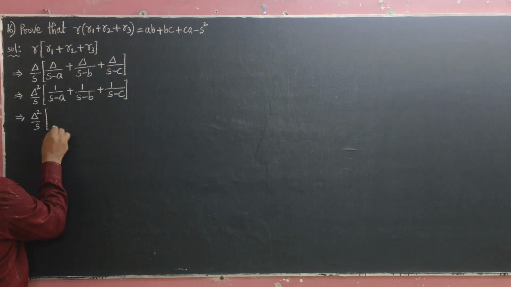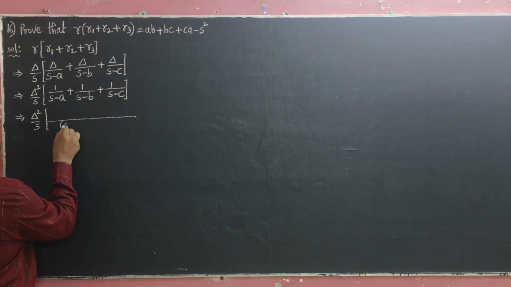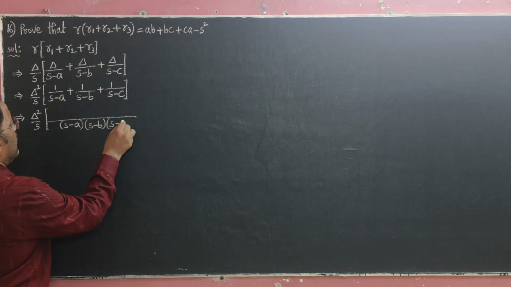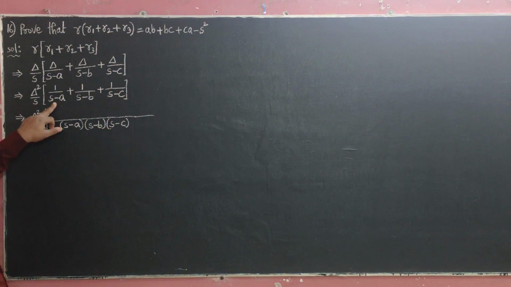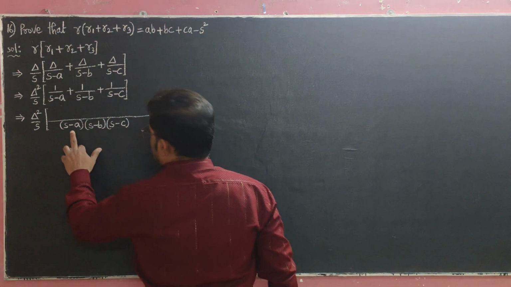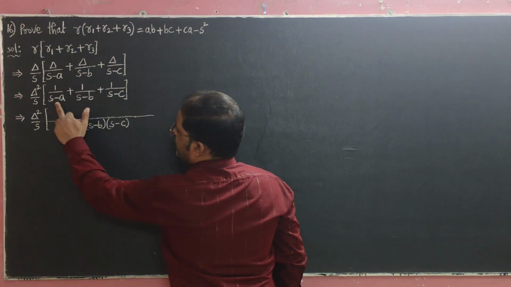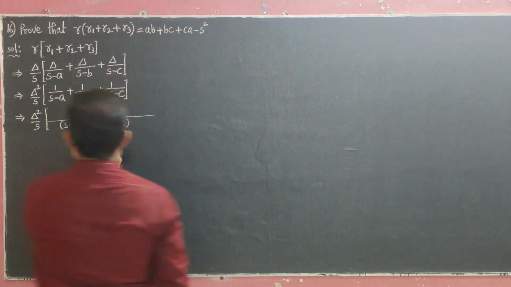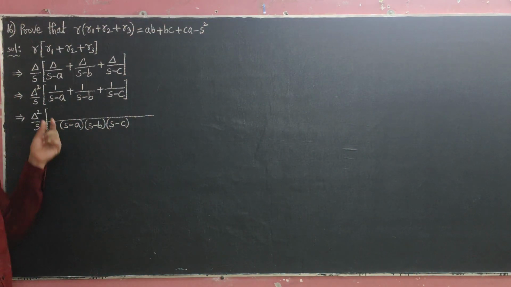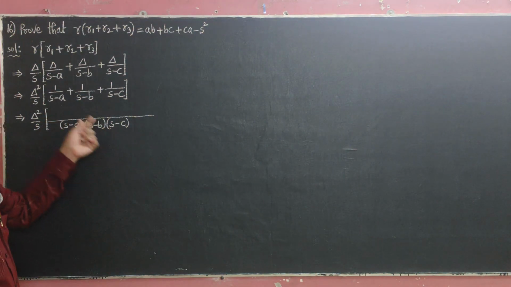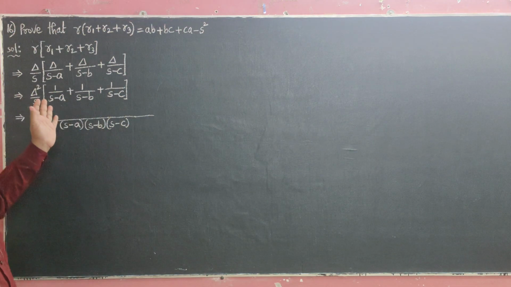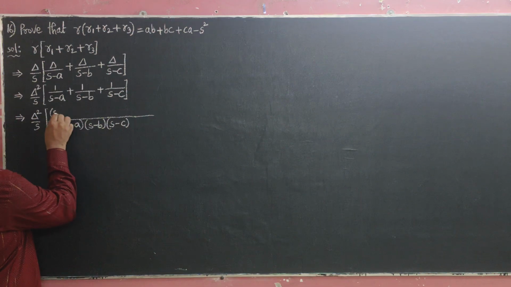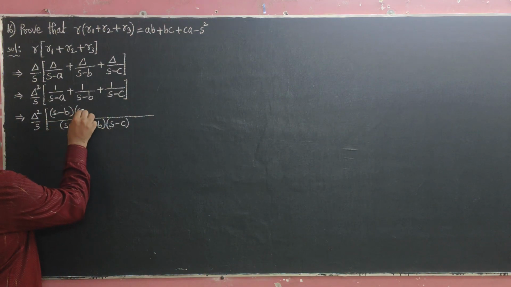Inside, what is the LCM? The product of the different terms: s − a into s − b into s − c. For the first term the denominator is s − a, so s − b and s − c are missing, so multiply the numerator by the missing terms. Whatever is missing in the denominator, multiply the numerator by those terms. So the numerator is s − b into s − c.